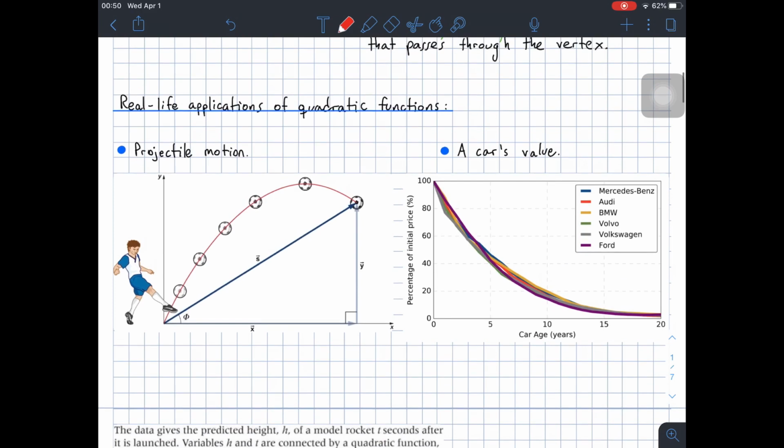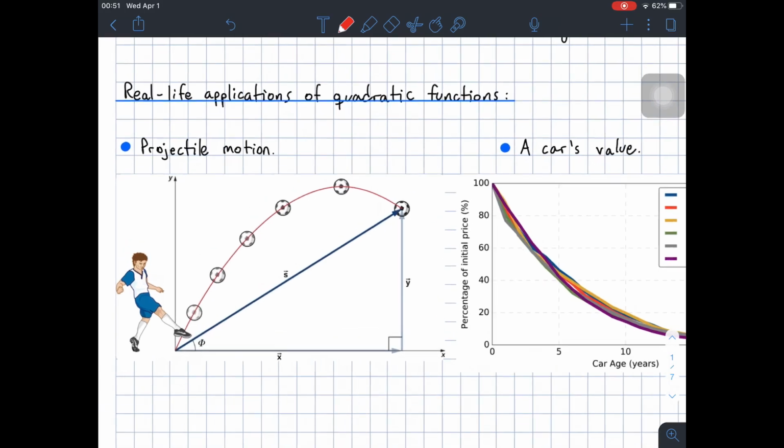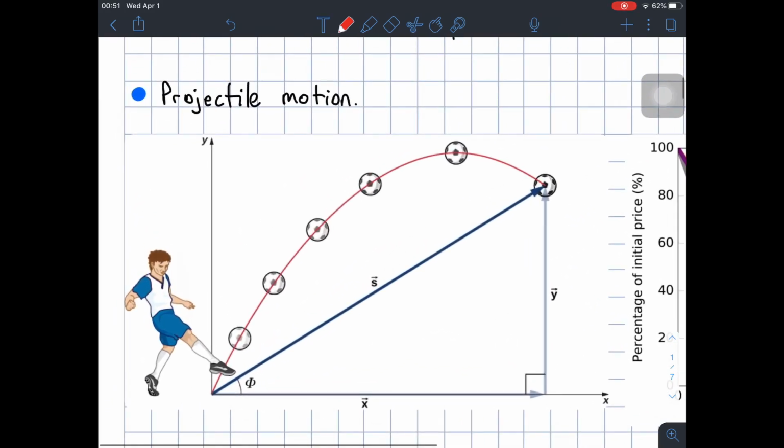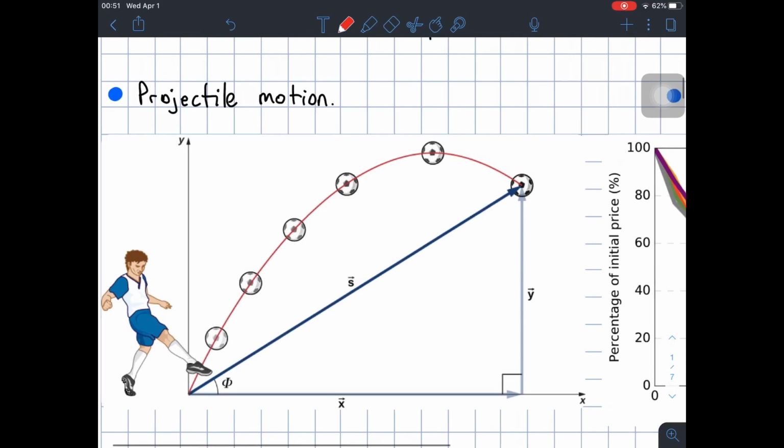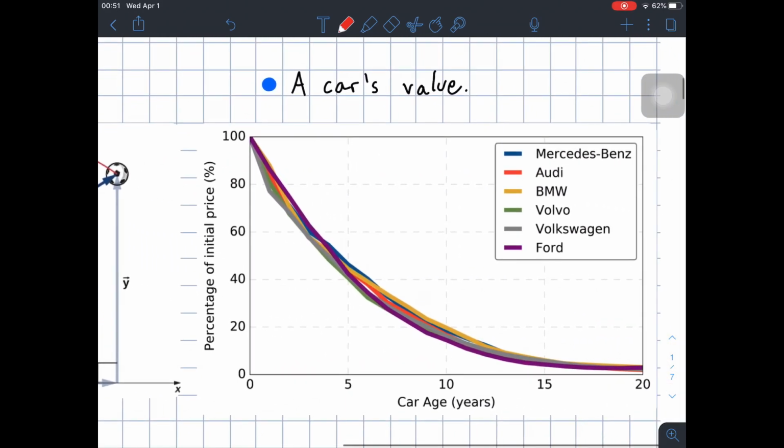These are some real-life applications I thought of for quadratic functions. For example, a very common use of quadratic functions is projectile motion, right? When we throw objects, or when we kick a ball, or when we launch a rocket, for example. Those are all examples of projectile motion. And also a car's value.